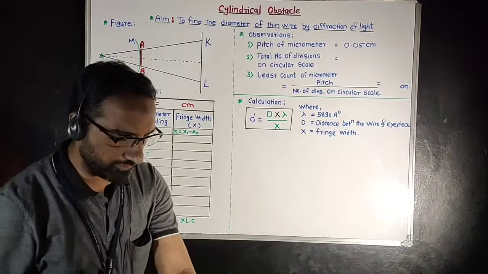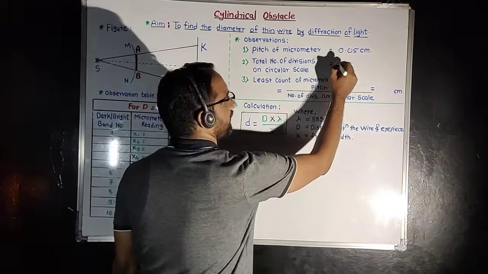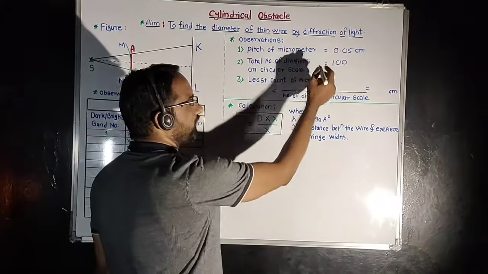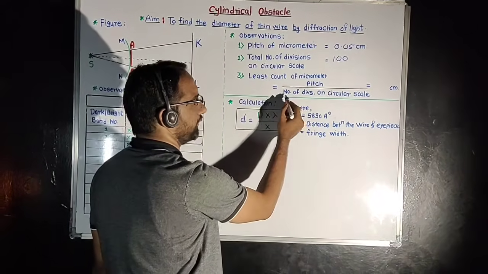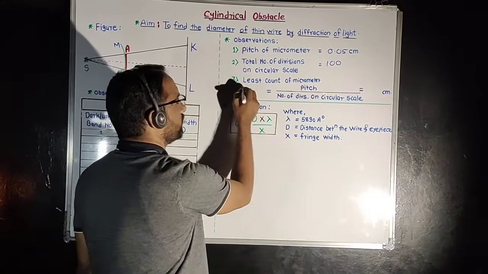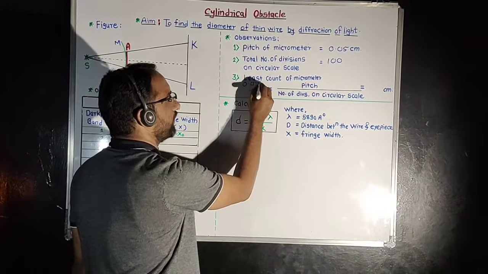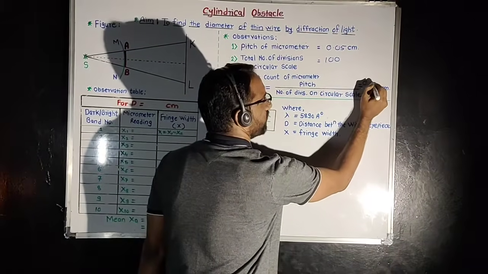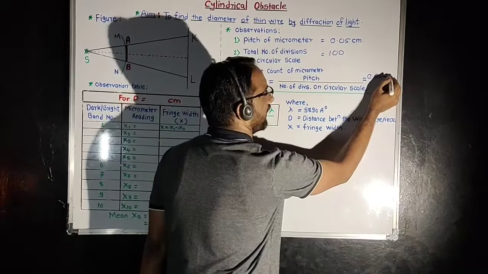The total number of divisions on the circular scale is 100. These are the 100 divisions. So substitute these values in this equation. Pitch divided by the number of divisions on the circular scale, that value is 0.05 upon 100. So it becomes 0.0005 centimeter.